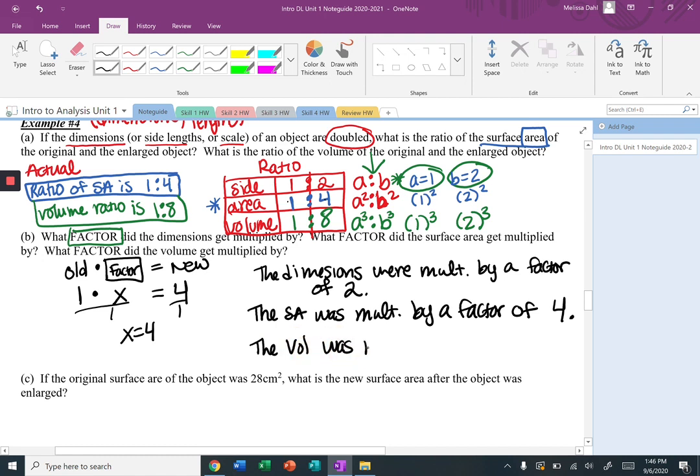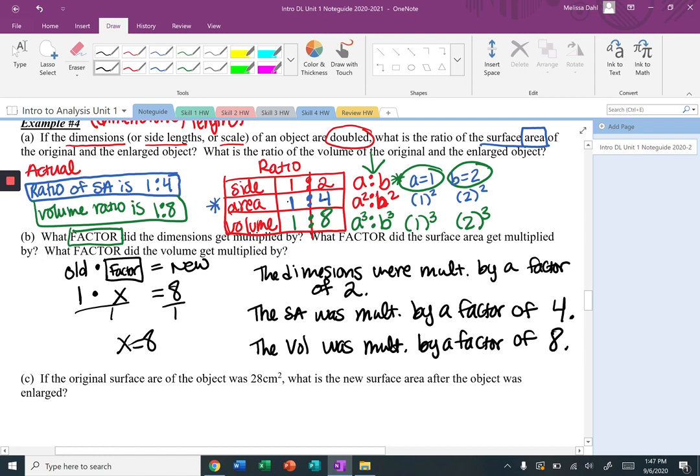So volume was multiplied by a factor of, and you don't have to do all this work when it's 1 as the beginning of the ratio. It's clearly a little bit easier than if the number was different. Then I would get a factor of 8. I'm just trying to point out to you guys the different ways you answer the question.